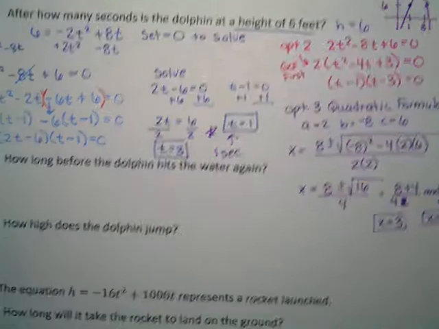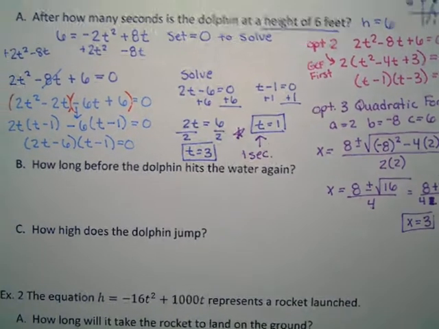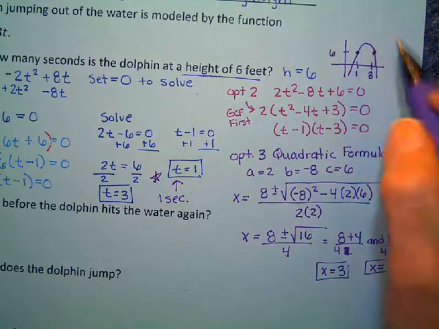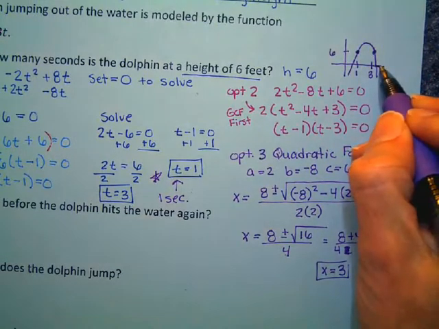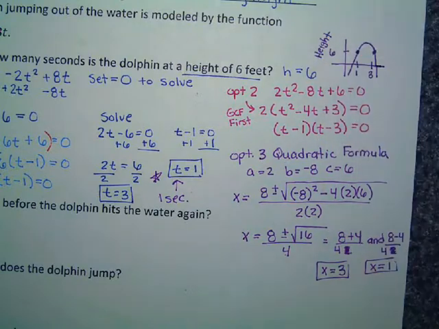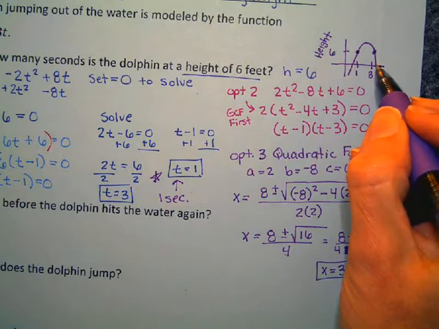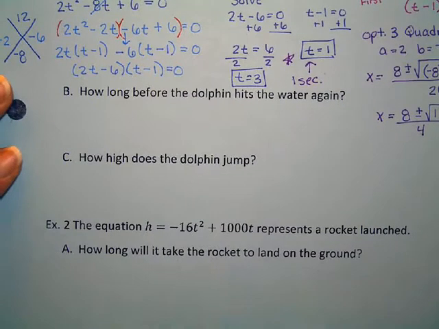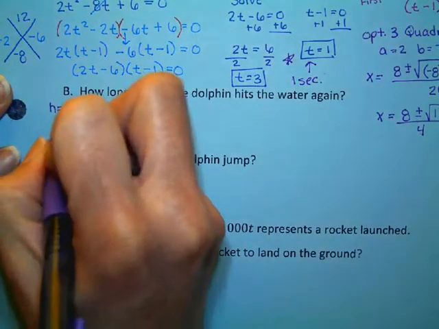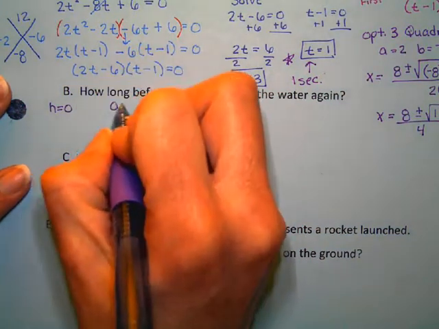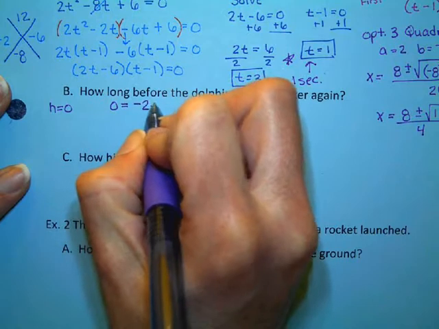How long before the dolphin hits the water again? Well, you got to think it's going to come up and go back down. So this would be a height. This is height on this side. So we want to know when is it at a height of 0, because we want to know when is it going to go back in the water. So on this particular problem, we're going to let h equal 0 to do the same type of problem. If you have 0 equals negative 2t squared plus 8t.